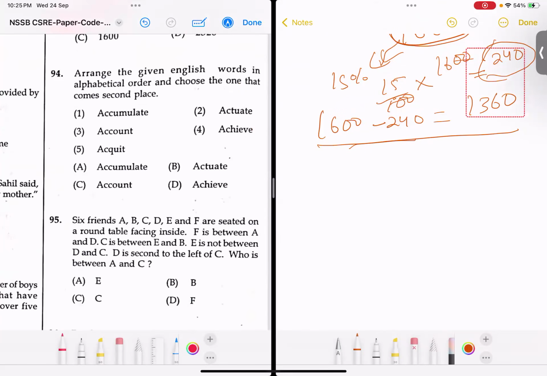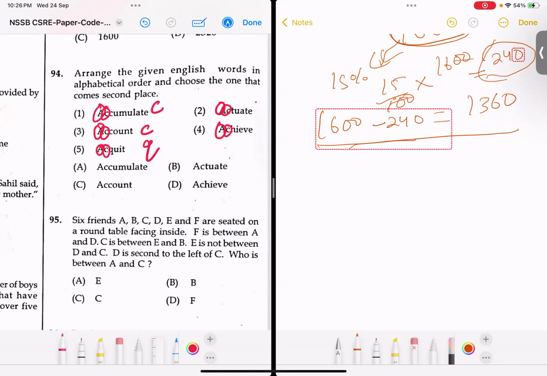Similar question. Now here we have number 94. Arrange the given English words in alphabetical order and choose the one that comes in the second place. Now, all these words start with A, right? So no problem with the first alphabet. Second is C, so again, here it's all same. From the third option, we see that the third alphabet is C here, Q here, D here, and H here.